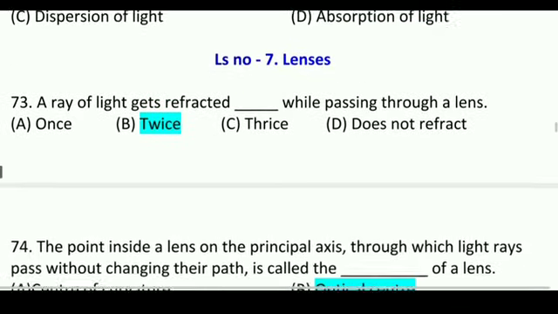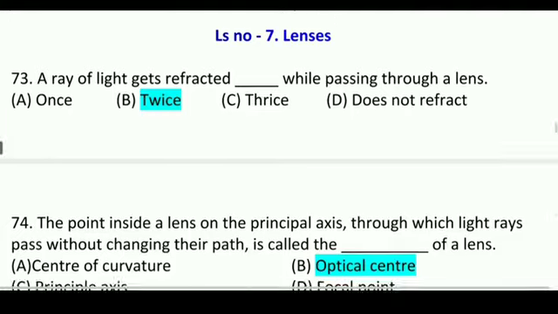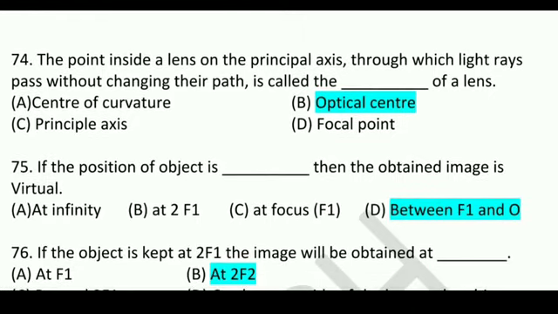Correct. Moving to the next lesson, lesson number 7, lenses. A ray of light gets refracted dash while passing through a lens. So how many times does it get refracted? Yes, it gets refracted twice. The point inside a lens on the principal axis through which light rays pass without changing their path is called dash of a lens. It is called the optical center of a lens.